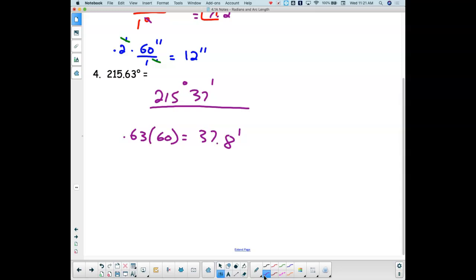Then I'm going to look at this 0.8 and do 0.8 times 60, which gives me 48. So hopefully you got that.